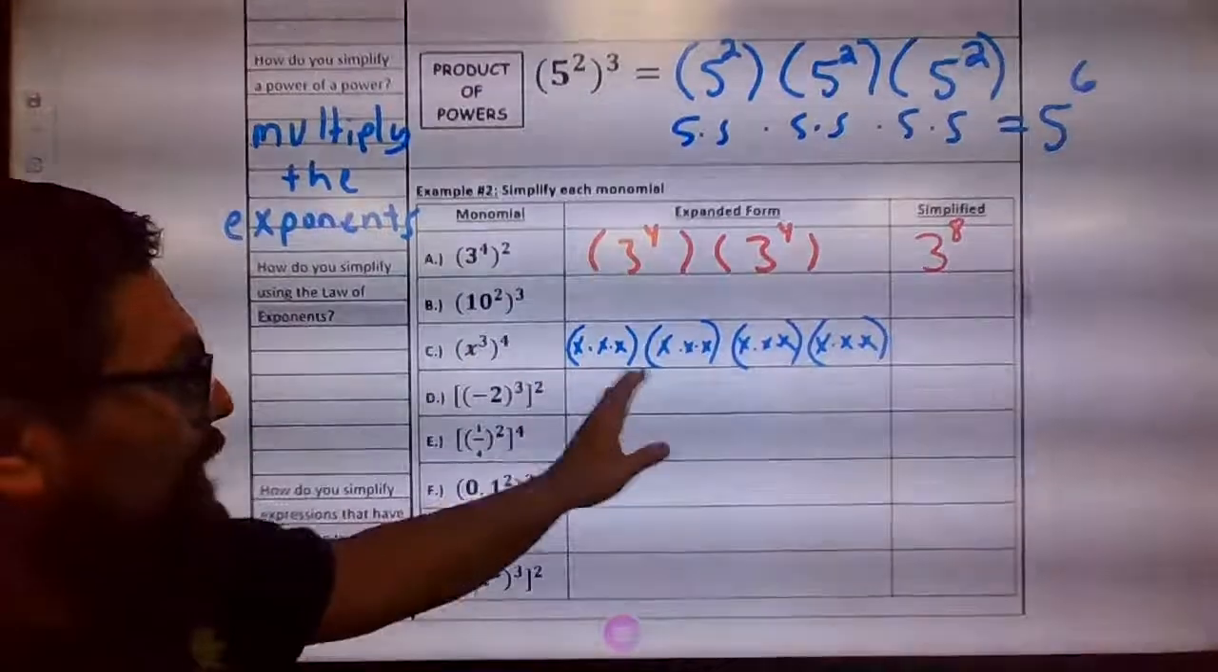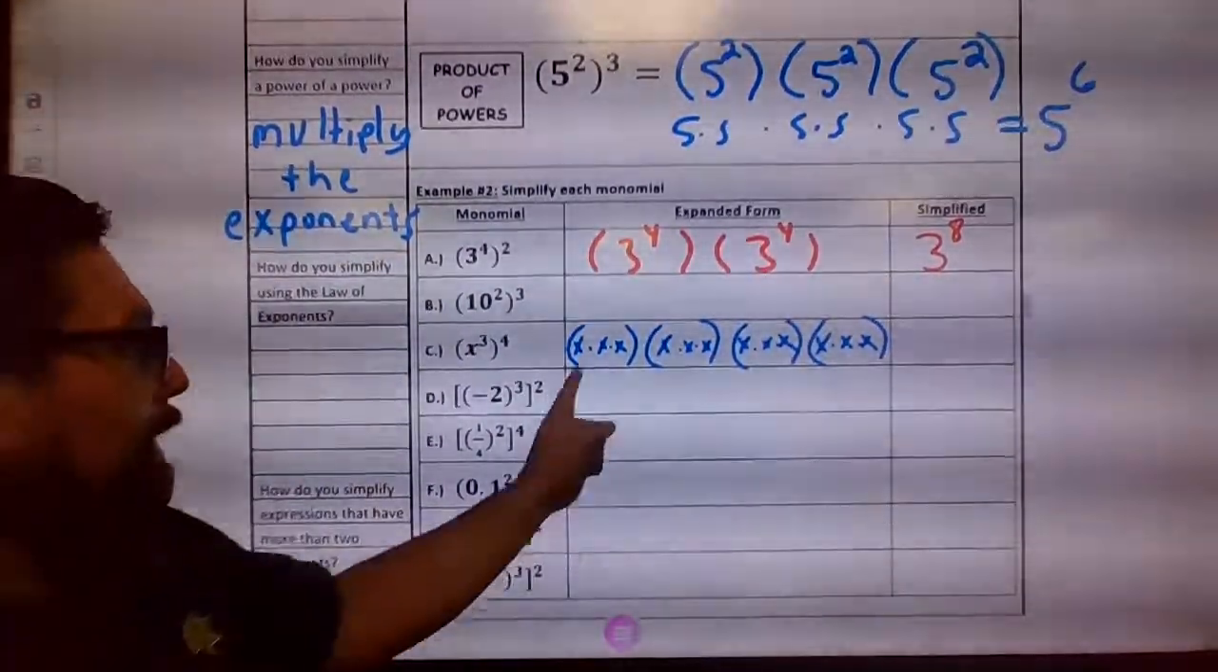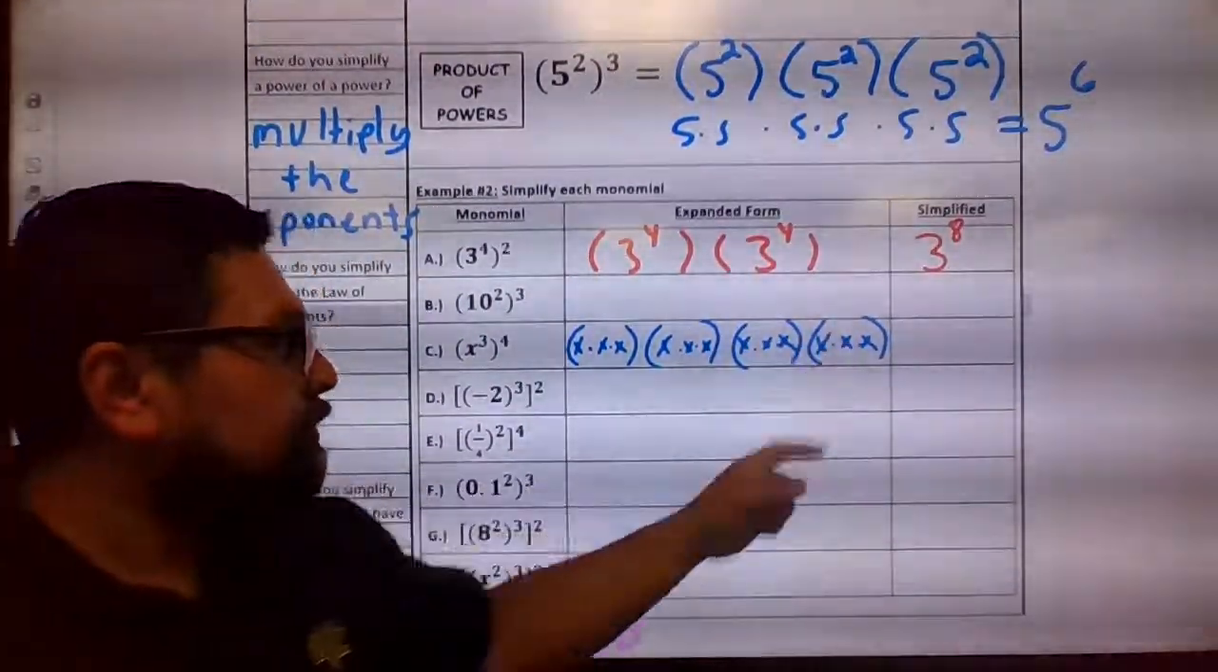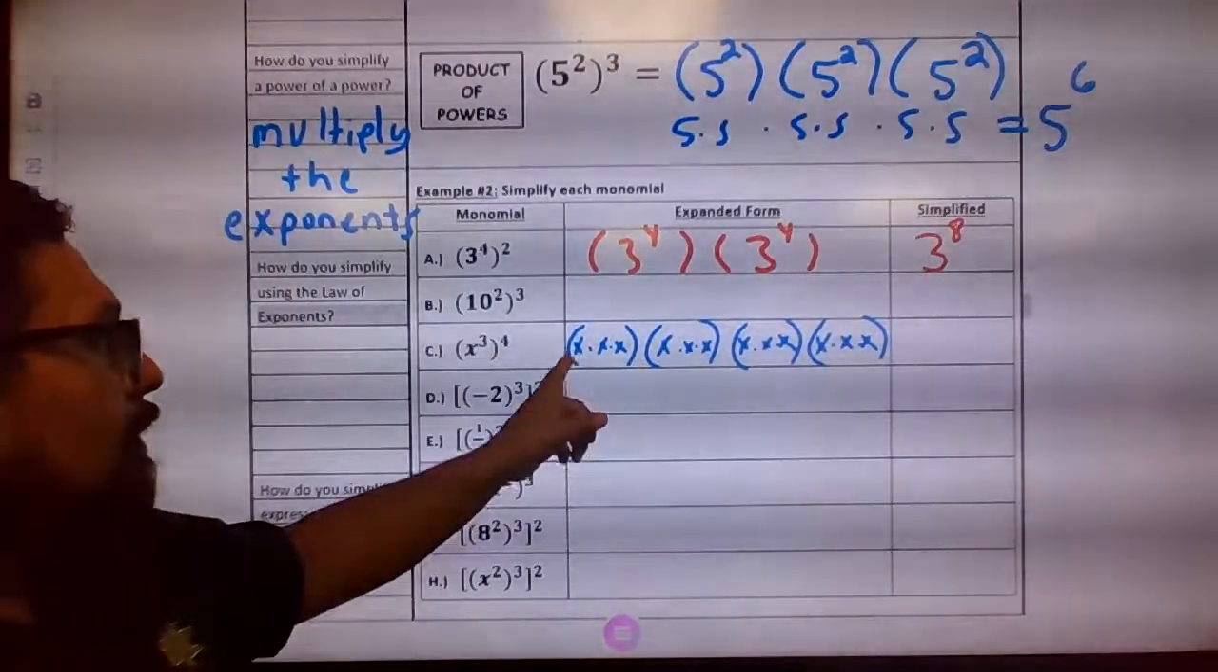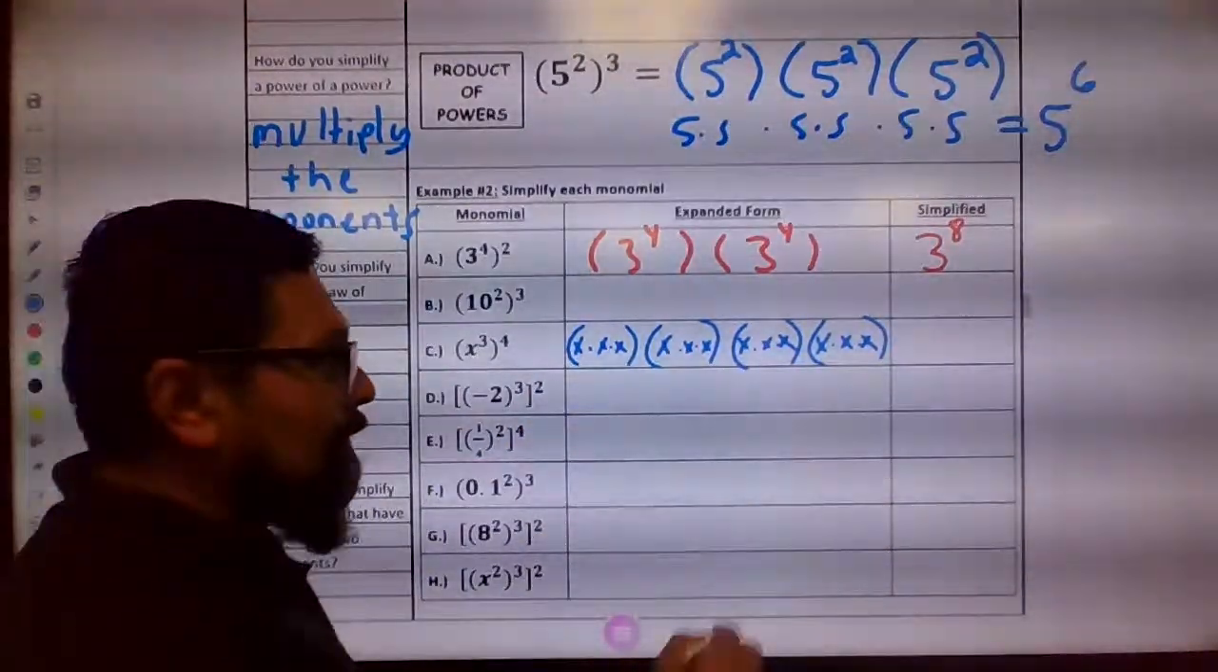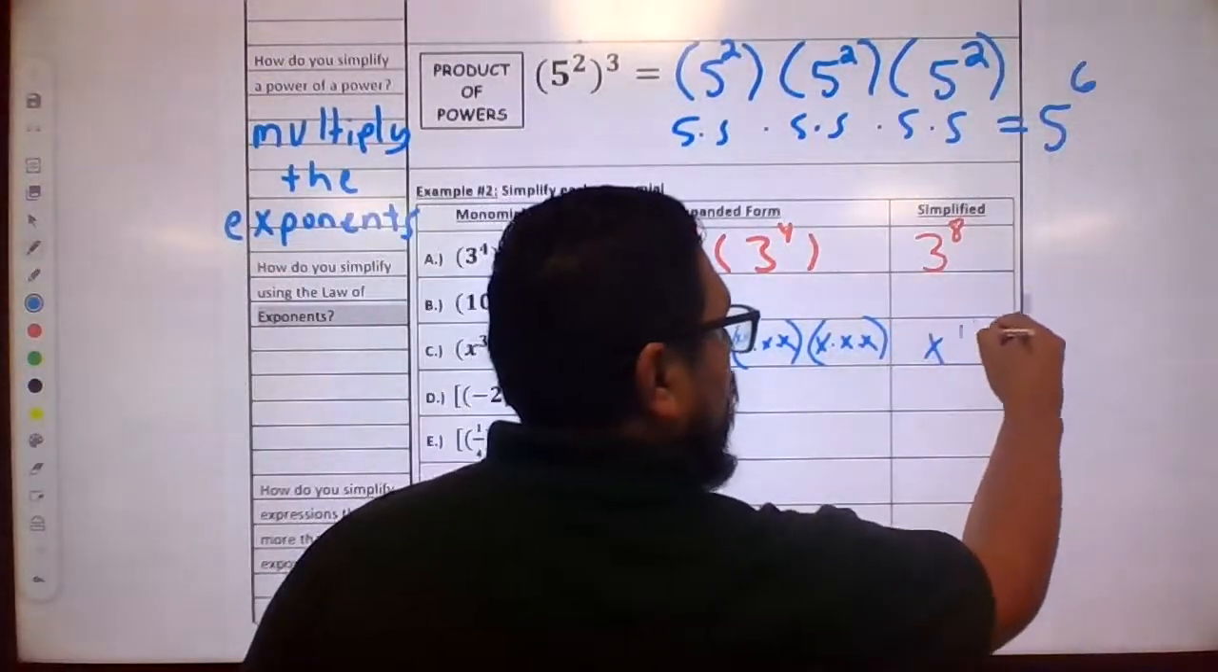Okay, so how many X's do we see here? X to the third, X to the third, X to the third, X to the third. So it looks like we see 12 X's, right? So this is X to the 12.